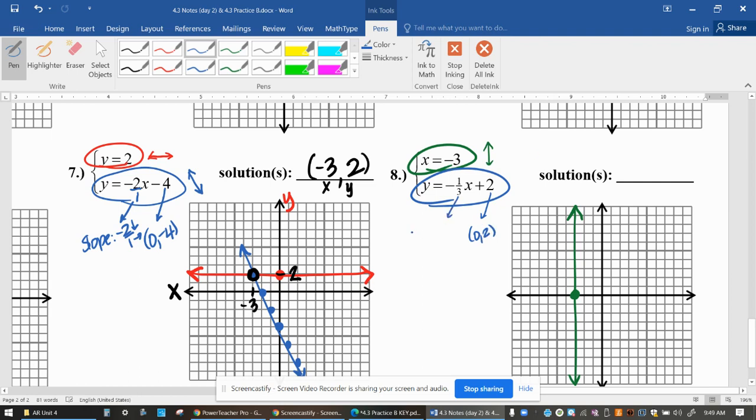Now remember, if the slope is negative, you're going to go down and to the right. So down 1, right 3. This is also going to be a diagonal line that's falling. So from 2, I'm going to go down 1, right 3, down 1, right 3. But if you notice, as I go to the right, it's getting farther away from my green line, and I got to figure out where they intersect.